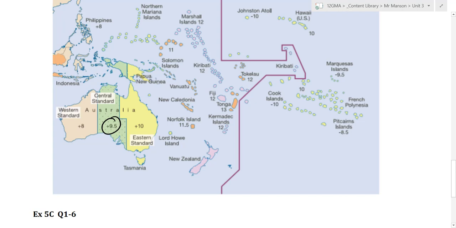All of these diagrams are from your textbook anyway. 5C, question 1 to 6, and I'm going to leave you now with that.